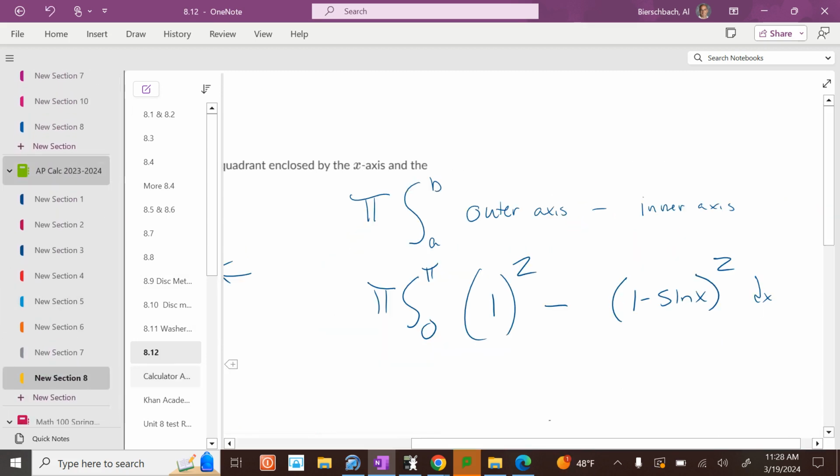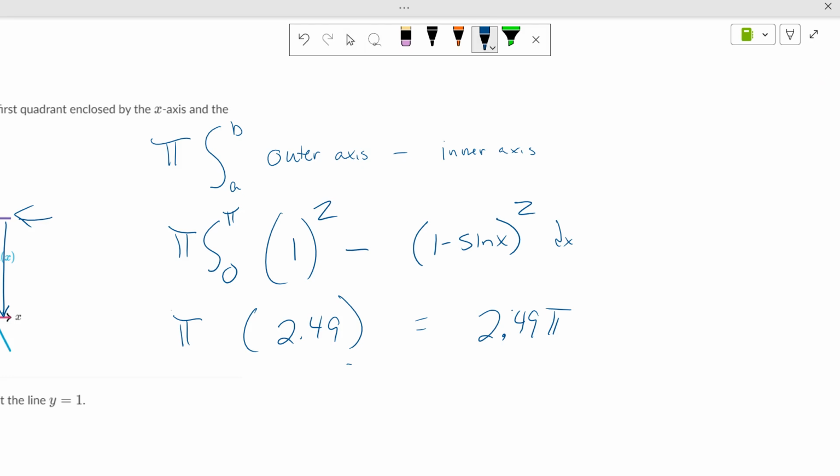All right. So, personally, I just put this into my graphing calculator. So if you integrate from 0 to pi of 1 squared minus 1 minus sine x quantity squared, you should get pi times something like 2.49, right? So it's 2.49 pi.